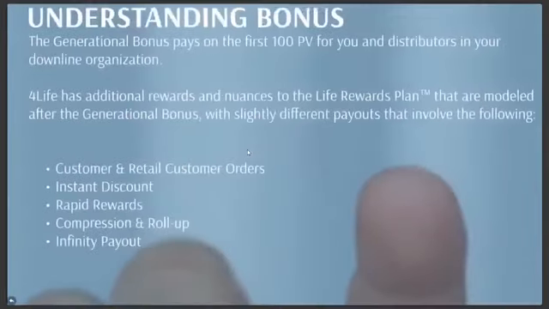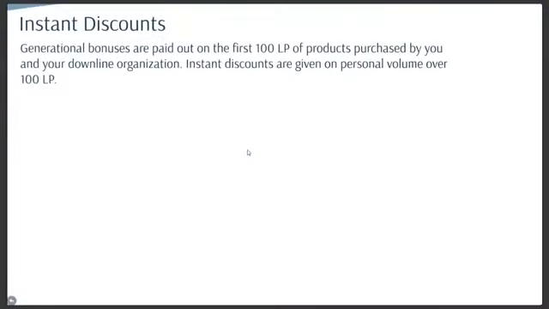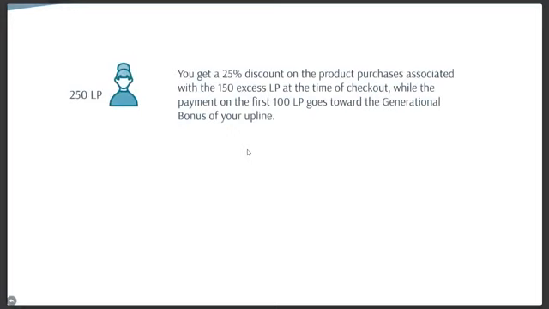All right, let's talk about the instant discounts. So generational bonuses are paid on that first 100 LP of products that are purchased by you and your downline organization, right? And also keep in mind that a lot of people purchase more than 100 LP, right? We've got amazing benefits through the loyalty program that kick in at 125 LP. And so you'll see this very often in your personal orders and also in the orders of members of your downline organization. So those instant discounts are going to be given on all that personal volume that's over 100 LP. So let's look at an example of that.